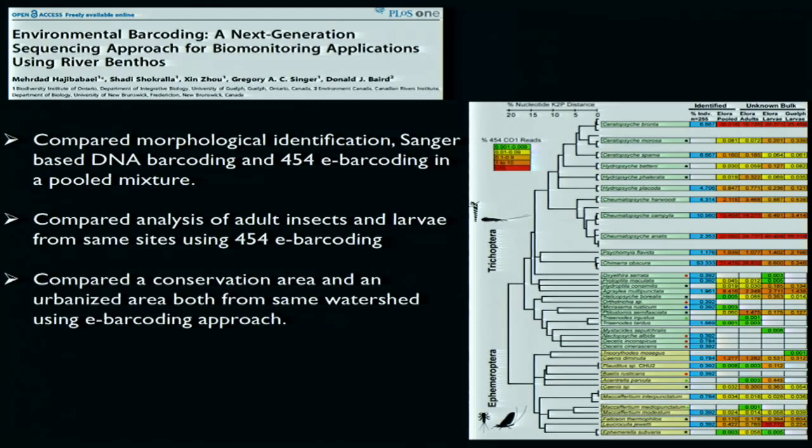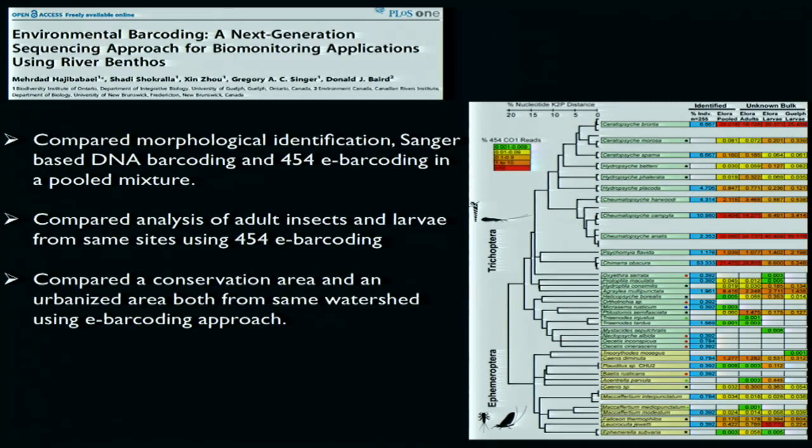And this is a published work that I'm not going to go through, but we focused on the macroinvertebrates, the typical group that environmental agencies use, and we collaborated with Environment Canada on this. So we compared morphological identification with Sanger-based barcoding, or Sanger-based sequencing, with this 454 environmental barcoding in pooled mixtures. So we put in things that we knew what they are.